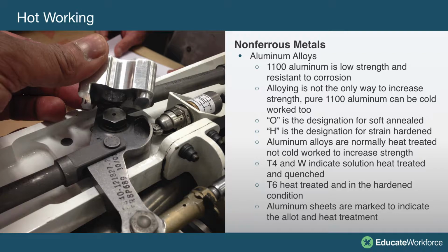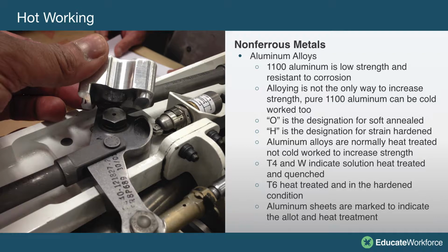An O designation indicates that the material has been softened or annealed, and H is a designation to tell us that it's been strain hardened. Aluminum alloys are normally heat treated, not cold worked, to increase their strength. Although not always true. Remember, we're going to cold work some different types of D and double D rivets, and then we'll let them precipitate to get harder yet.